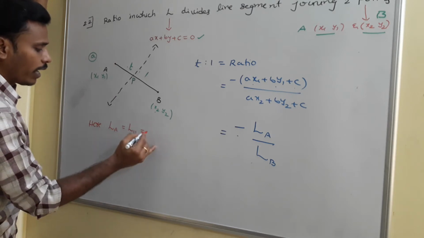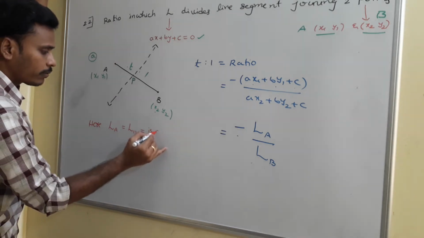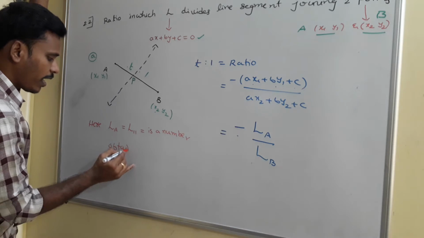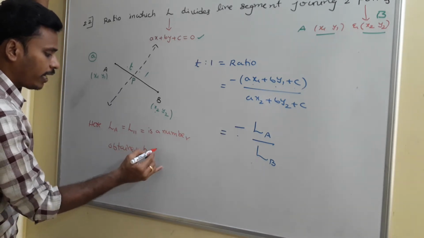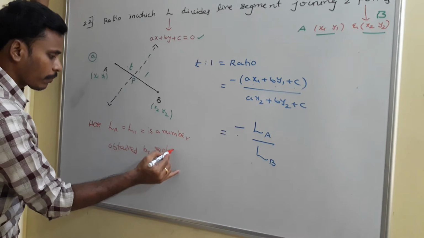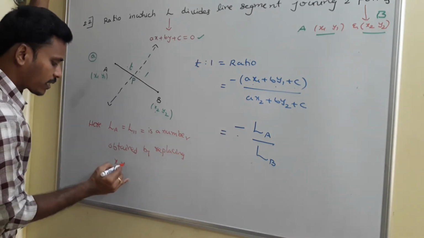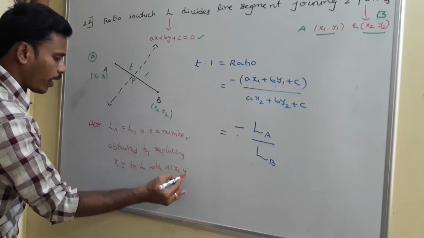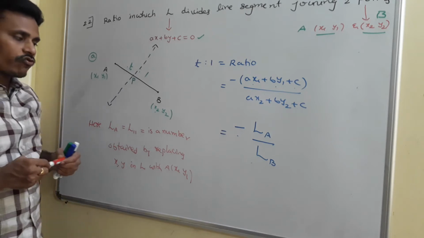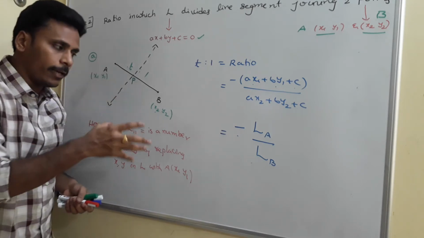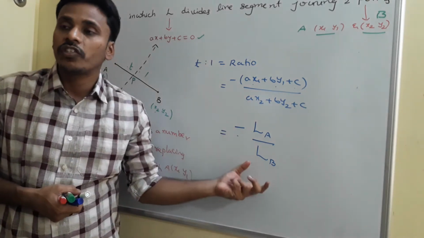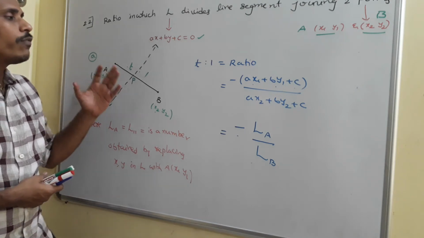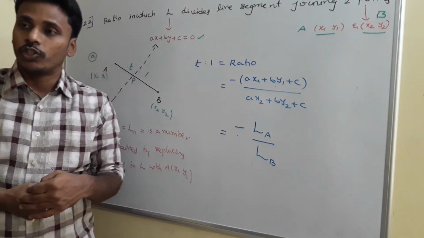LA or L1, y1 is a number, in the sense a numerical value, obtained by replacing x comma y in the line with x1, y1. If you replace the x and y with the x1, y1, you will get a number, and that value is LA, whereas the denominator is LB, and this is the ratio which we need to identify. Just have a look at this. With this ratio, usually we find the ratio in which the line is dividing the line segment joining 2 points.